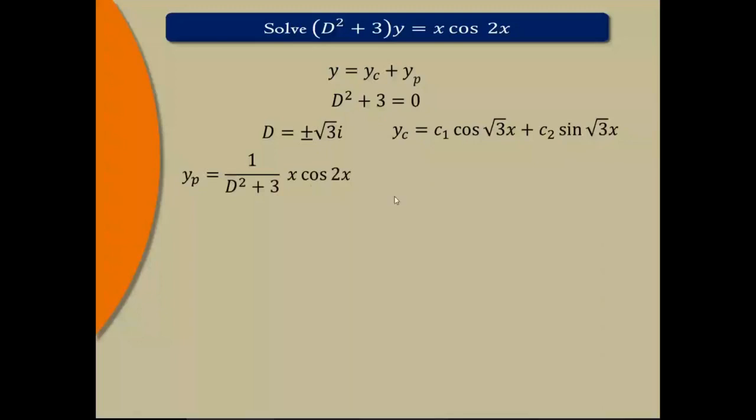Now the same problem you can solve by using the general method: split it into two parts, use 1 upon D plus m or D minus m, and simplify, but that is a very lengthy process. So we'll check, can we use a shortcut method? If you have only a cos term, then we know the formula for the shortcut method. If we have only x, that is x raised to m, we can use the shortcut method. But here we have the product of two terms.